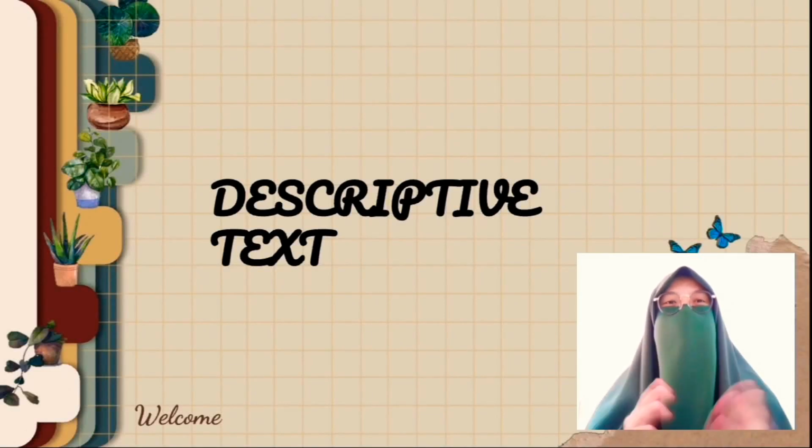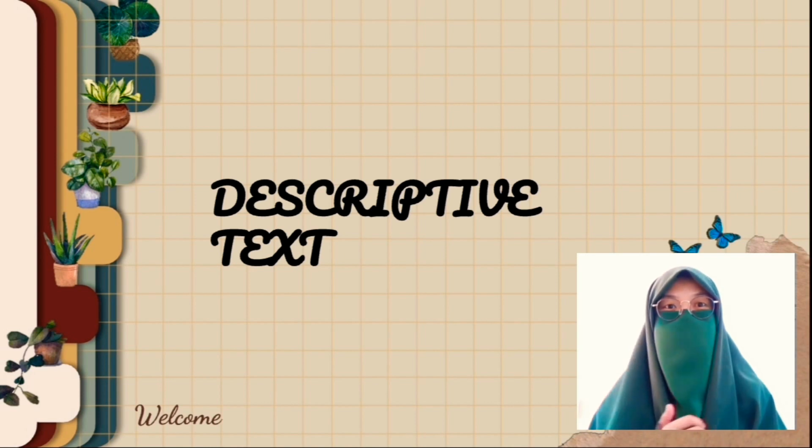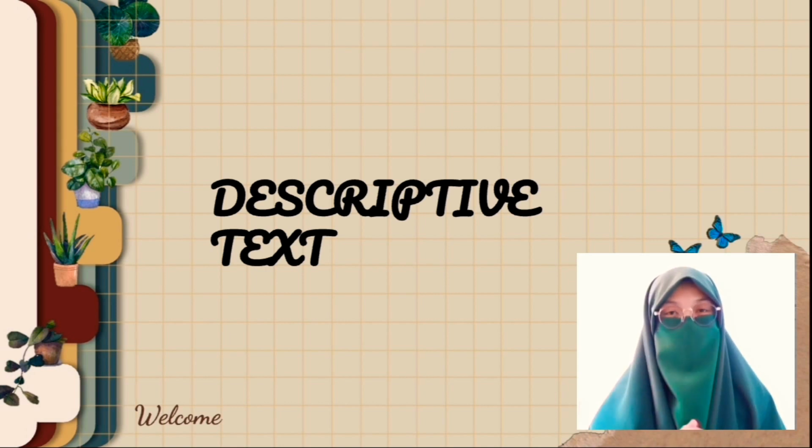So, for our topic today, the focus is that you can understand the structure of descriptive text and can make your own descriptive text with your groups with the certain topic that I'll give you. The end result is that you can create a digital book from the text that you have created and publish it on your social media.